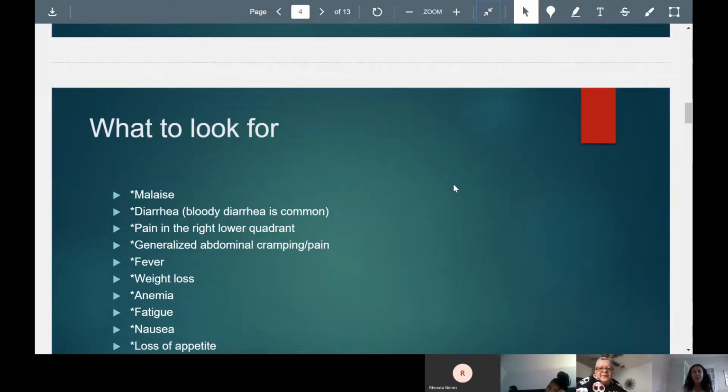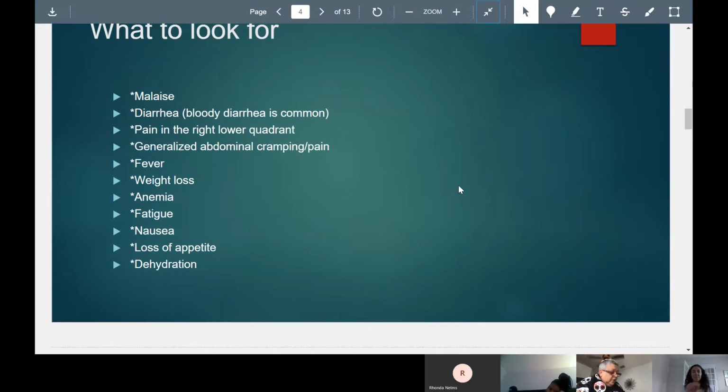Eventually, diseased parts of the bowel become thicker, narrower, and shorter and can lead to formation of strictures. Next. Okay. What to look for? Malaise, diarrhea, bloody diarrhea is common in this condition. Pain in the right lower quadrant, generalized abdominal cramping and pain, fever, weight loss, anemia, fatigue, nausea, loss of appetite, and dehydration.